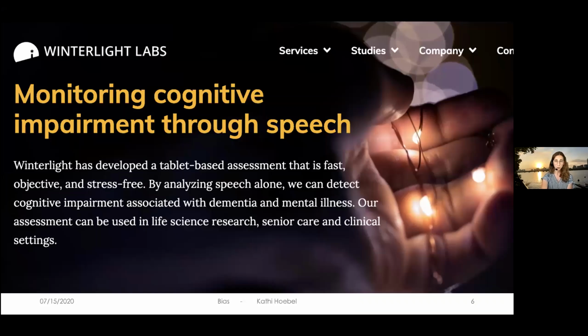So to show you that the risk of bias is not just something abstract that some scientists worry about, I brought you an example of a biased algorithm that got deployed in a real-world scenario. So Winterlight Labs, that's a Toronto-based startup, they develop auditory tests for neurological diseases like Alzheimer's, Parkinson's, and multiple sclerosis. Their software registers the way you speak, so it uses speaking samples, analyzes this data, and then tells you whether you might have a neurological disease or not.